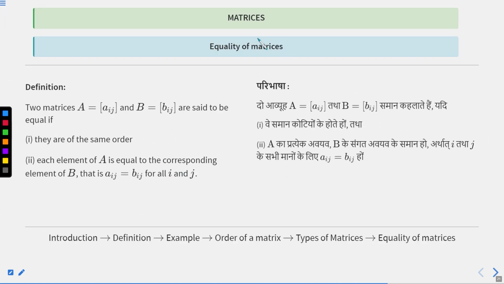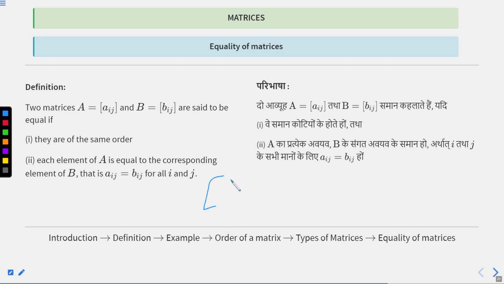Now, equality of matrices. You must know about the equality of matrices. So when do we say that two matrices are equal to each other? Two matrices are equal to each other when they have the same entries at the same position. What do we mean by that?